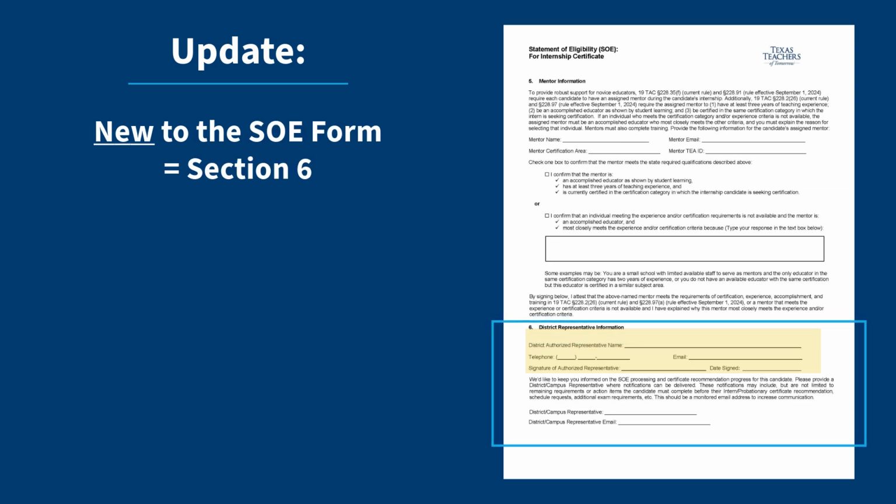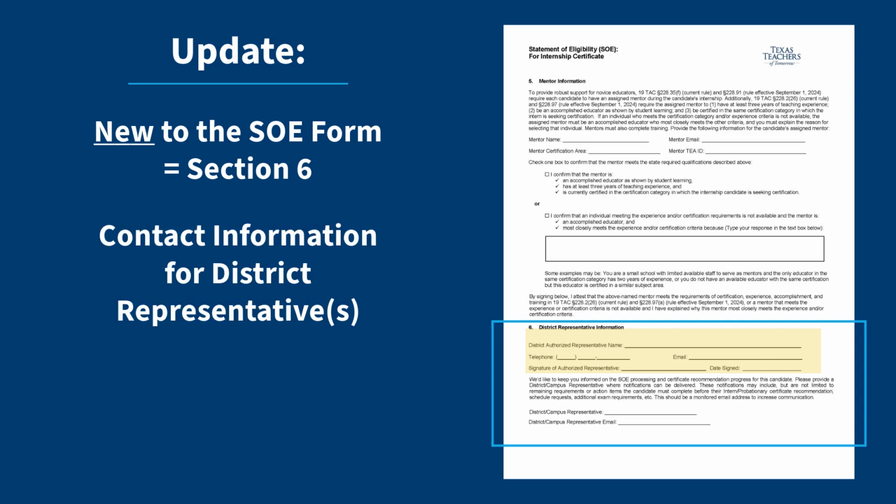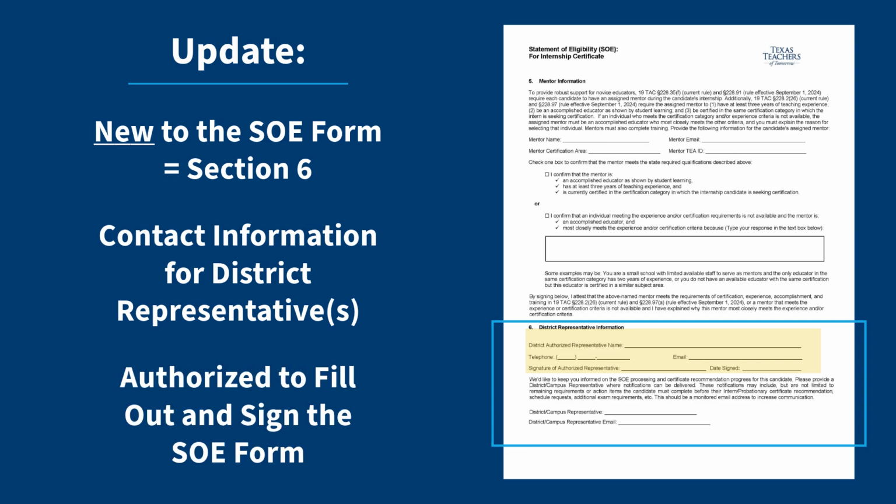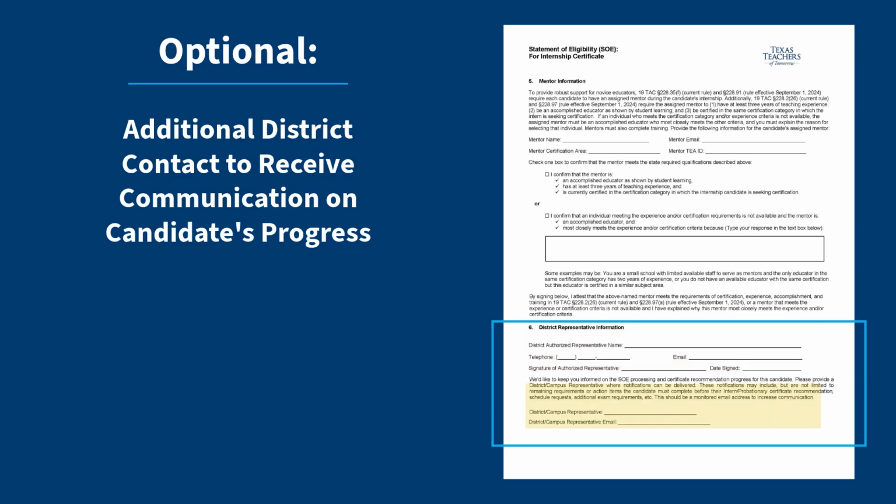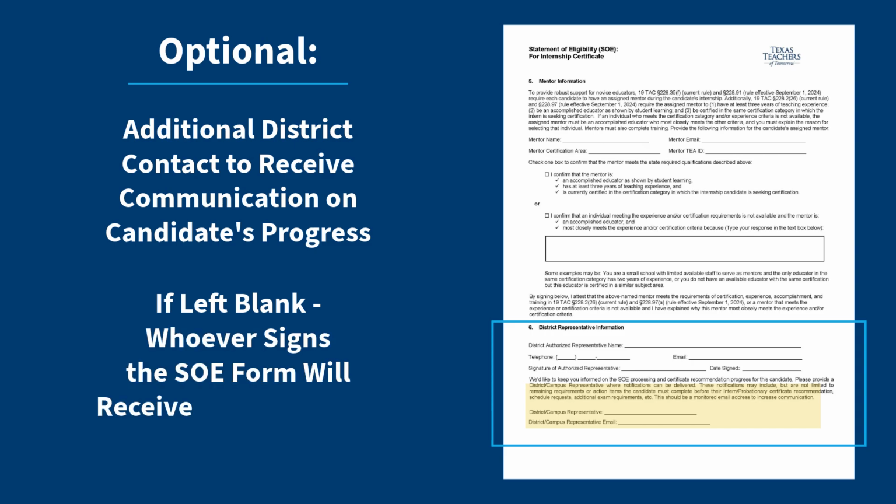Another addition to the form is section 6. In this area, please provide contact information for the specific district representative that is authorized to sign the SOE and provide all necessary information for the candidate's assignment. In this second optional portion, the district can add an additional contact that will also receive communication as it relates to the candidate's progress. Please note, if this portion is left blank, the individual signing the SOE will receive the initial email reviewing next steps for each candidate.